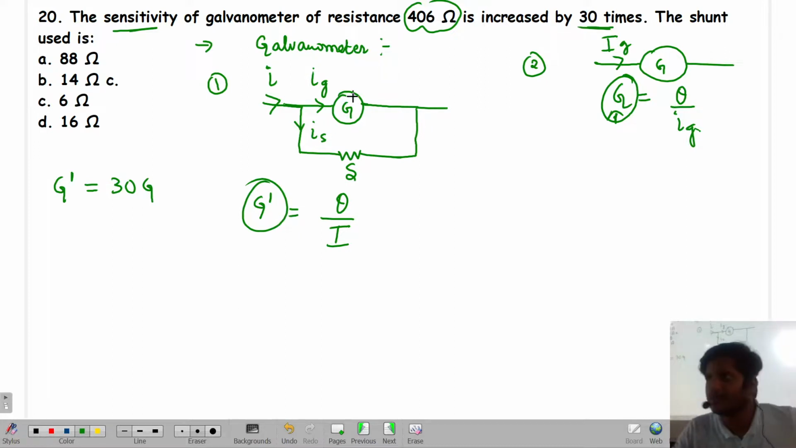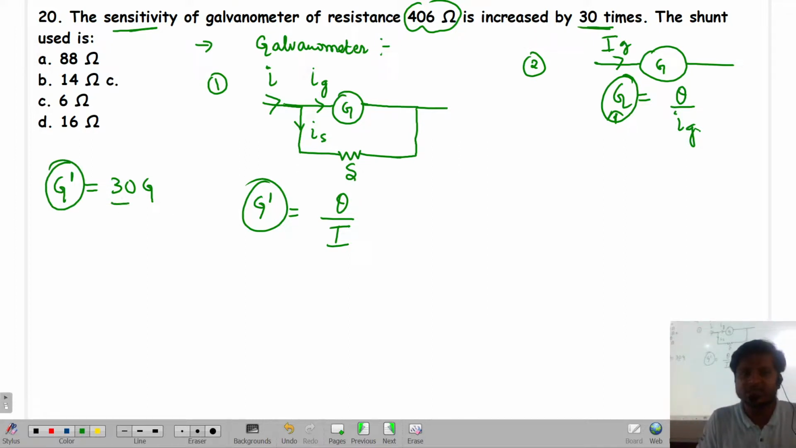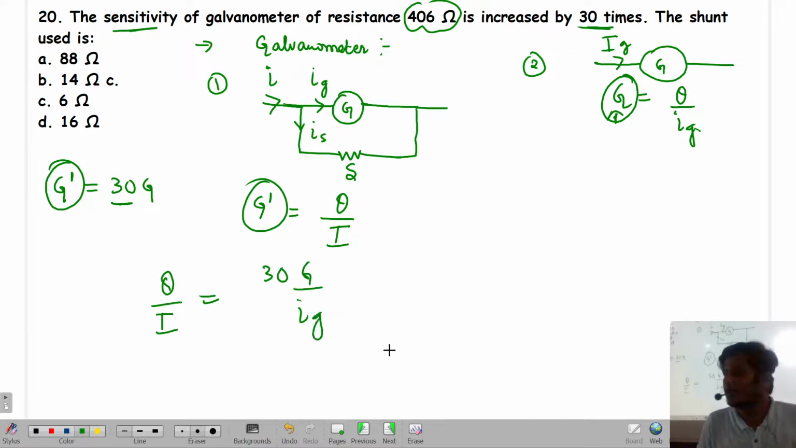So G prime is G prime. This sensitivity of the galvanometer, we are saying that it is increasing by 30 times. So that means the new sensitivity is 30 times the initial sensitivity. Yes or no? So G prime is theta by I, and G is 30 into G by IZ. Got it or not? Yes or no?